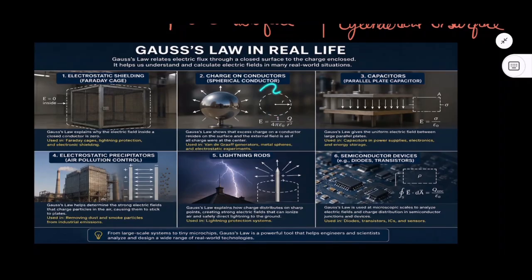The next example is charge on the conductor. We have a conductor, and we see that the excess charge on the conductor resides on its surface only. We have seen this in the Van de Graaff generator, and the derivation part will also help us understand how the charge resides on the surface. Then we have capacitors. The electric field inside the capacitor, we'll see, is equal to sigma upon epsilon naught, and this can also be explained by the Gauss law.